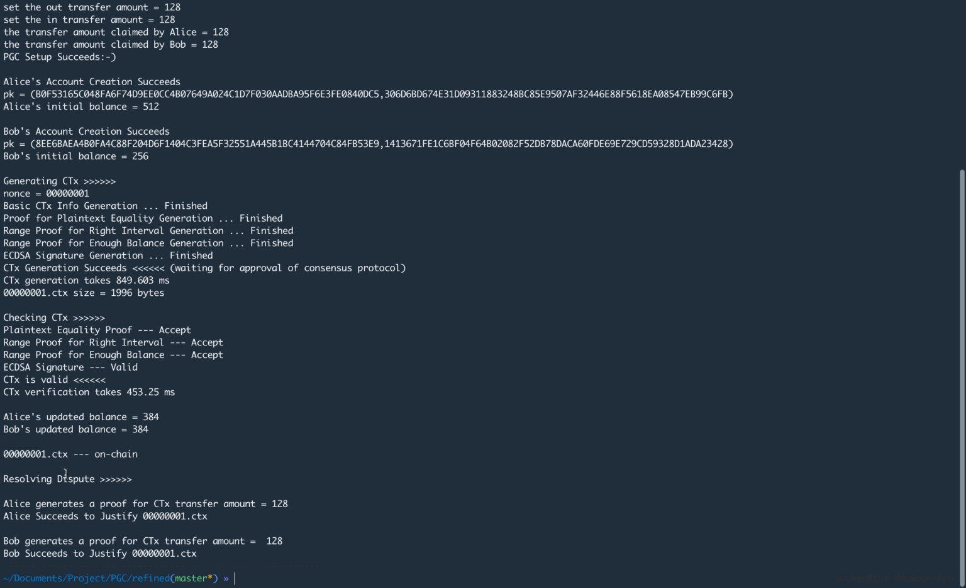Look, if there is a dispute, both Alice and Bob can generate a proof that the confidential transaction transfer amount is indeed some value. Here, both Alice and Bob can succeed in justifying the confidential transaction, which indeed encrypts the transfer amount to 128.